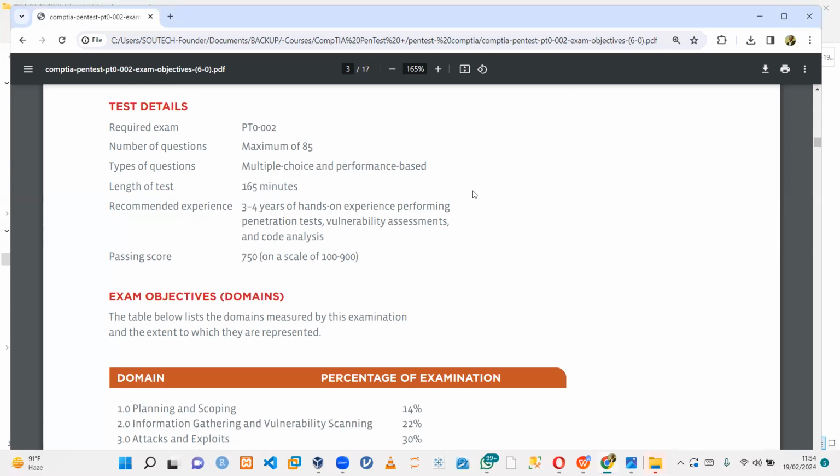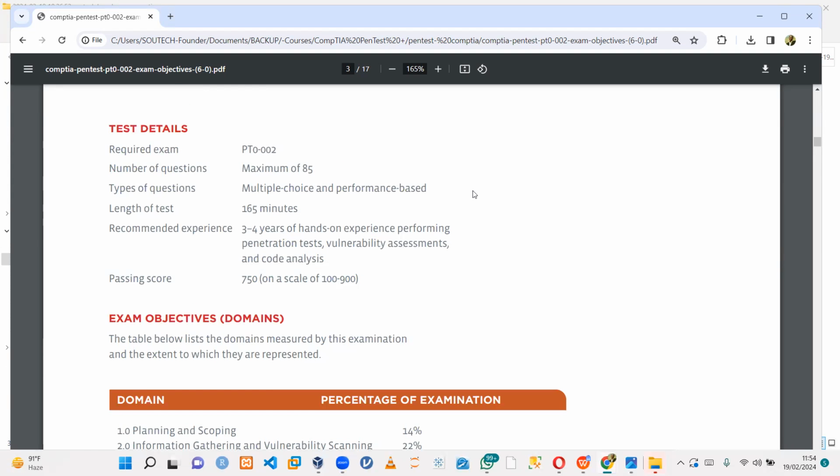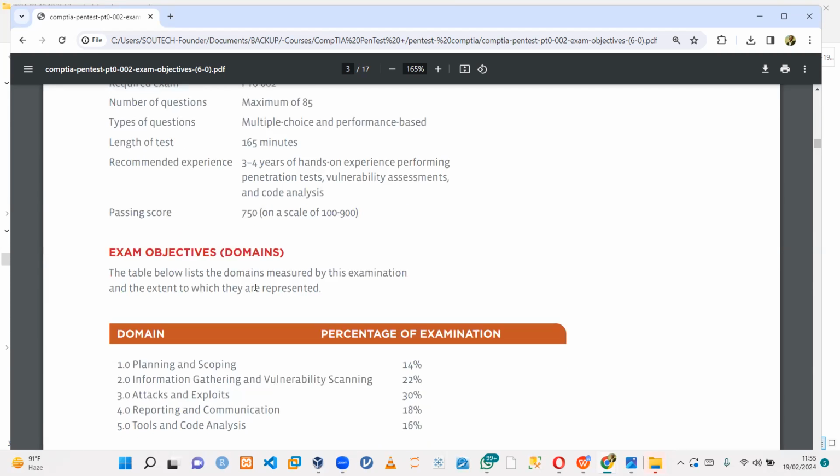So let's look at the core of the exam. You have a maximum of about 85 questions. It's multiple choice and performance based. Typically you have a long set of text, then you are to choose options, either choose the best answer or choose multiple options, and you're checked to see how well you do with respect to the exam objectives. And of course, the passing score is 750 on a scale of 100 to 900.